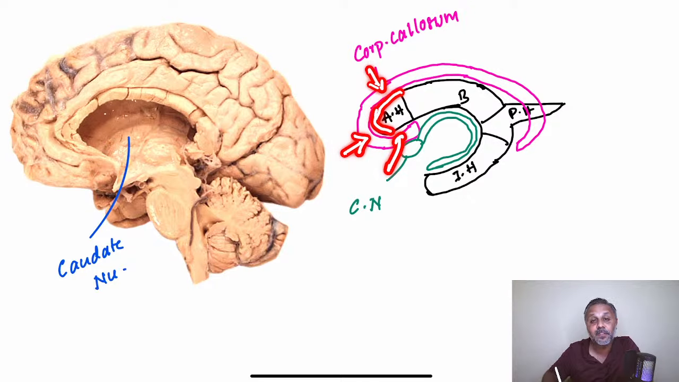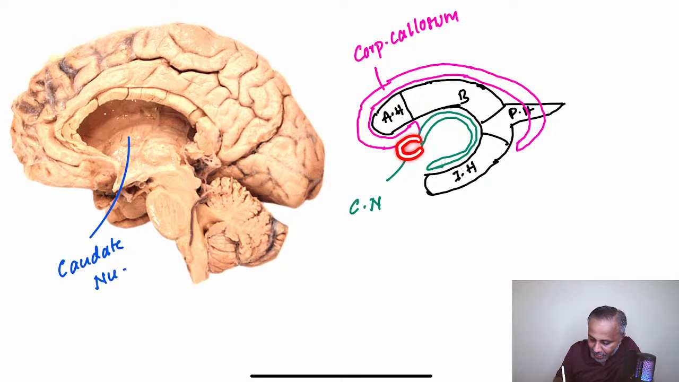What forms the floor of the anterior horn? Your answer is the rostrum of the corpus callosum along with the head of the caudate nucleus. Similarly, why you are asked this question is that the examiner wants to test whether you know the relation of the caudate nucleus with the lateral ventricle.